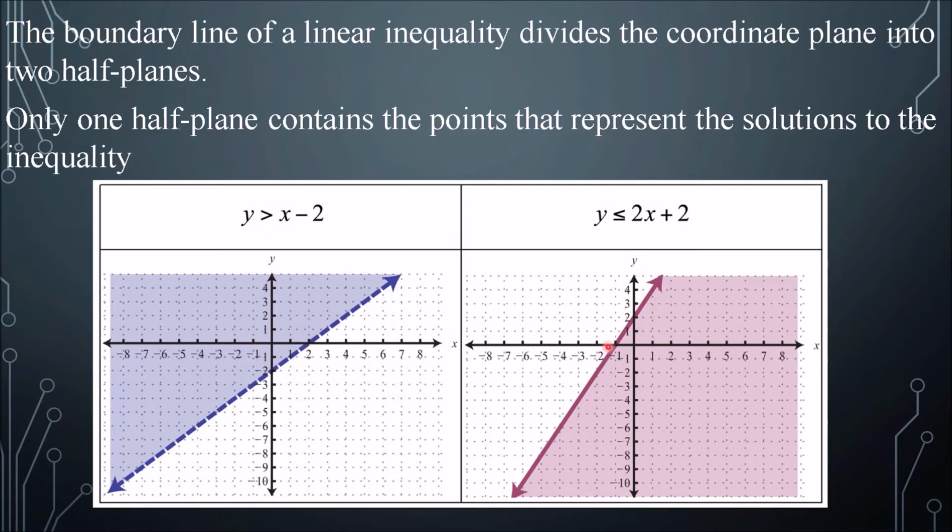Now this one is a solid line because this one has an equality sign, or y is less than or equal to. So there is an 'or equal to' in the inequality. That's why it is a solid line. Now what's the indication of that? When we are talking about greater than only, meaning to say all the points in this line are not part of the inequality. Unlike this one, all the points here are also solutions of this inequality.